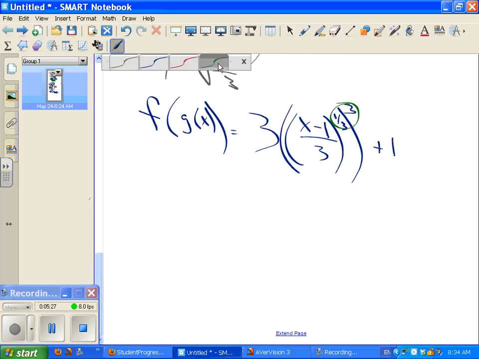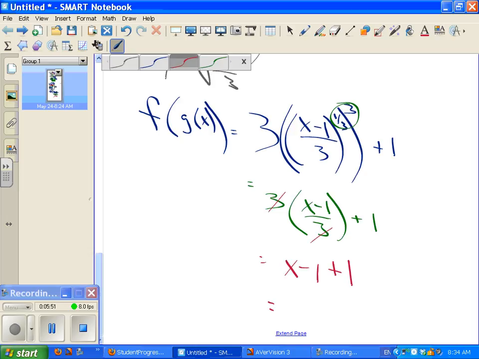What do you do with a power to a power? Add them. Nope. Multiply them. So what is 3 times 1/3? 1. Okay, so I don't really need that anymore. Now when I multiply these two things together, what happens with the 3's? So now I've got x minus 1 plus 1. What's that? x. So that proves that they're inverses of each other.